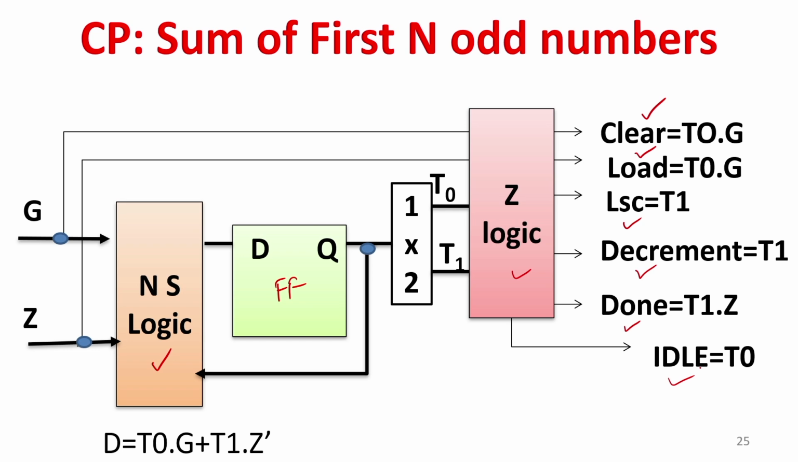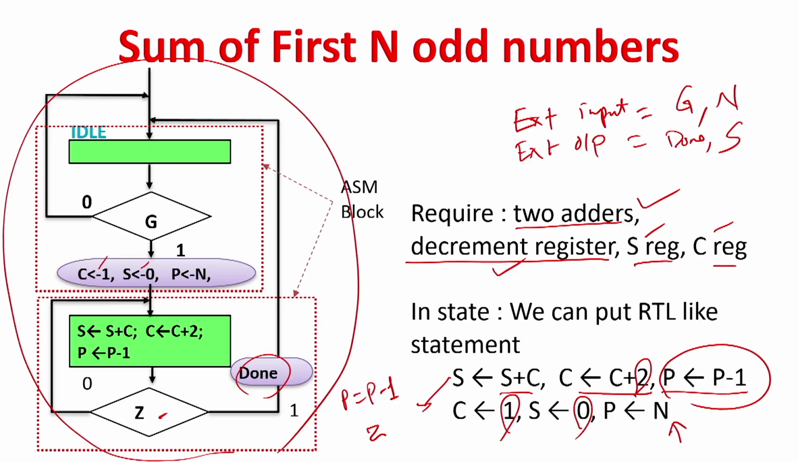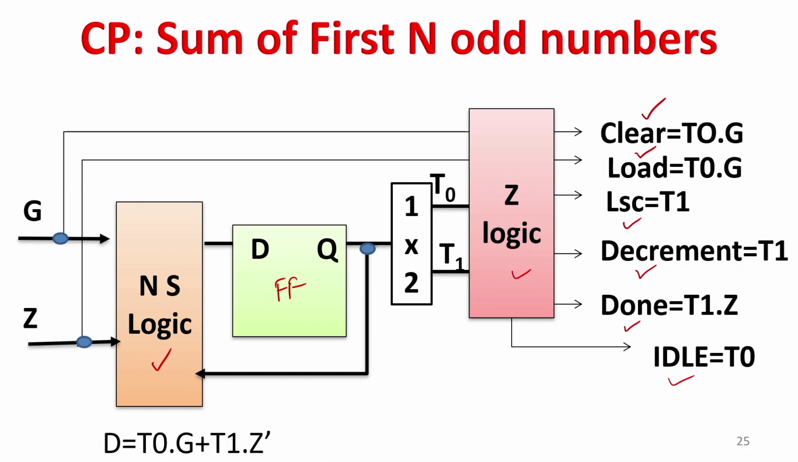Clearly from the ASM we can figure it out. When will clear be generated? Just look at when clear will be generated. Whenever we are in idle state and G is equal to 1, clear and load will be generated. So, clearly clear and load will be generated in this case. First initially clear it and then load it.